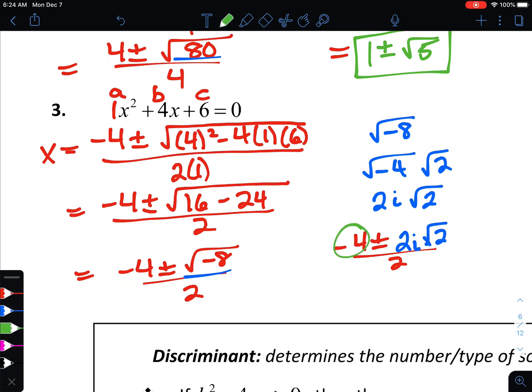Once again, we'll check to see if we can simplify. So we're looking at -4, 2, and 2. All of those are in fact divisible by 2. -4 divided by 2 is -2. Plus and minus 2 divided by 2 is 1. So -2 plus and minus 1i square root of 2, and then there would be your final answer.